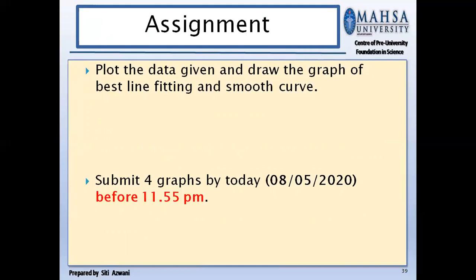Download the question, then draw the graph on graph paper. If you don't have graph paper, you can download it from the internet, from a graph app. If you have a question, try first.